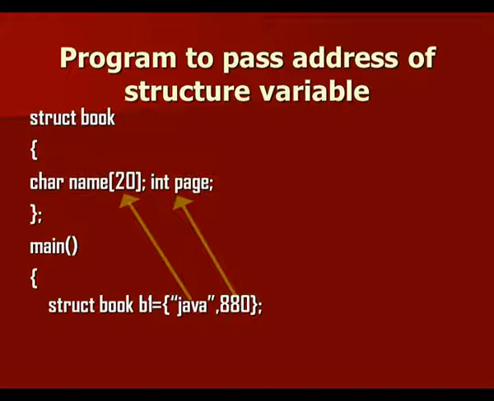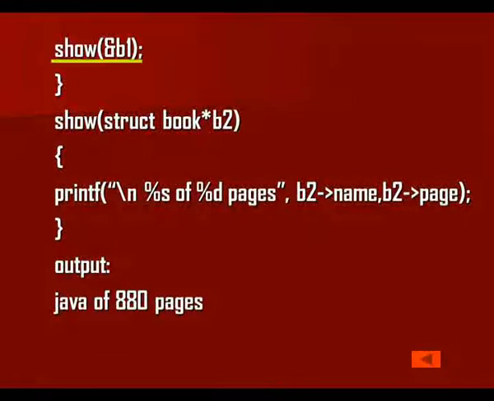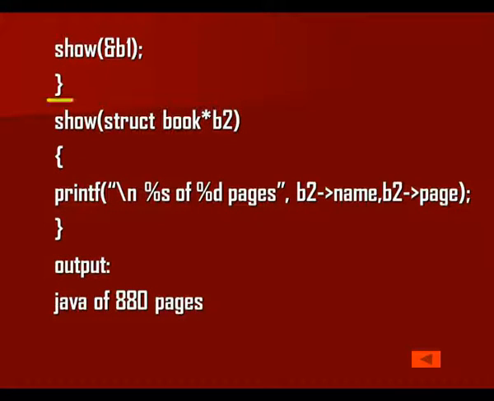So how am I going to pass these values? If I am going to simply pass them by function, simply pass the elements separately, I am just going to use b1.name and b1.page, but here I am going to pass the address. That means here comes the concept of pointers. So the name of my function is show, and the argument that I am passing is ampersand b1. That means the address of the structure variable b1. So this address is passed over here, the main function is closed.